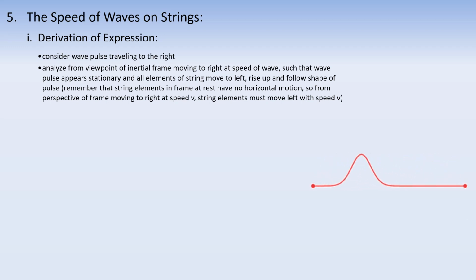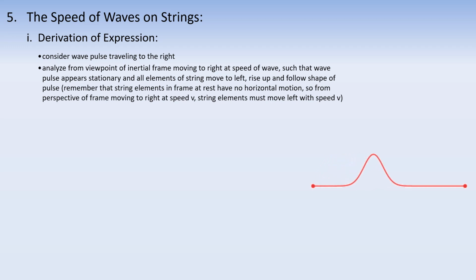So remember that string elements in the reference frame at rest have no horizontal motion. Typically when we look at a wave that is traveling from a typical reference frame at rest, we say that the particles in the medium may move in a transverse direction, but they have no horizontal motion. This is one of the things that makes wave motion distinctly different from particle motion. The energy or wave travels horizontally, but the particles in the medium do not.